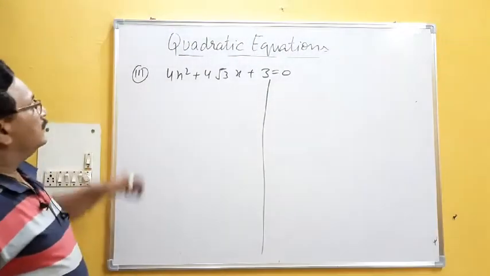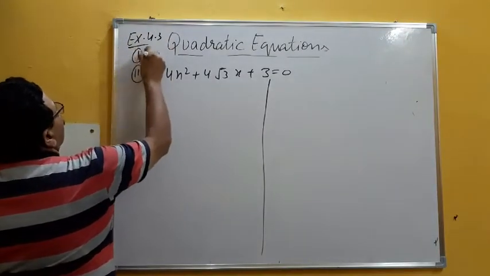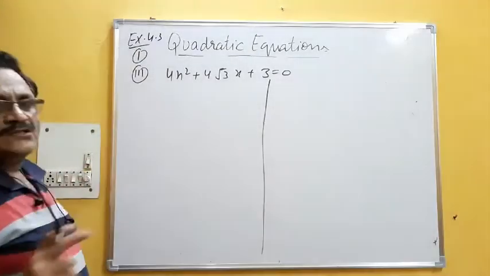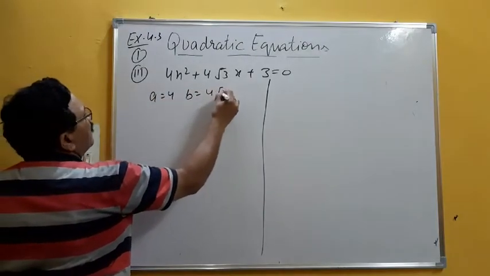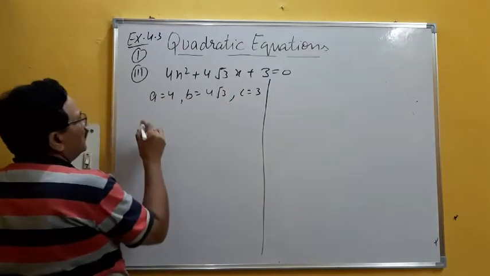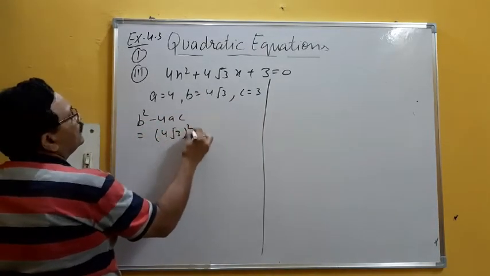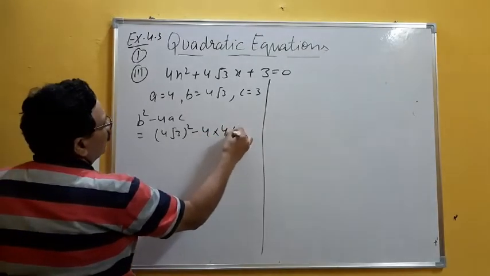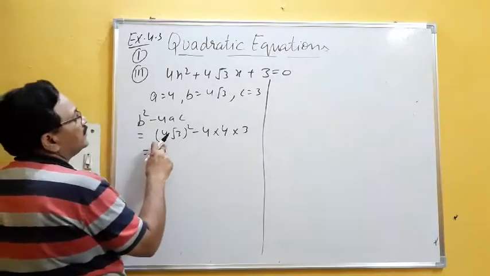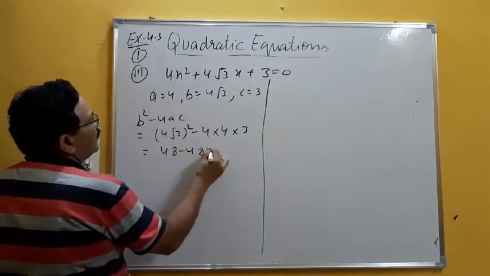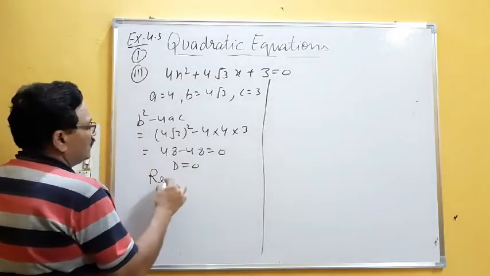Now see the third example. First question, exercise 4.3, and this is the first question, third part. Existence of root you have to check first. So now what is your a there? 4, b is 4 root 3, and c is equal to 3. Calculate b square minus 4ac: 4 root 3 square minus 4 into 4 into 3. So this you will get 4 fours are 16, 16 threes are 48, and this is also 48. Answer is 0. So now your D is coming equal to 0. Real roots.